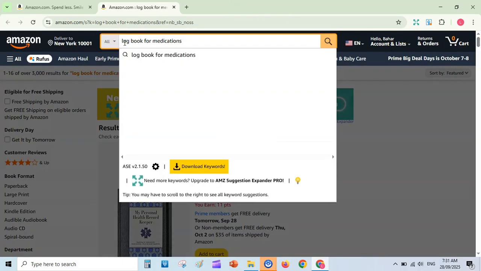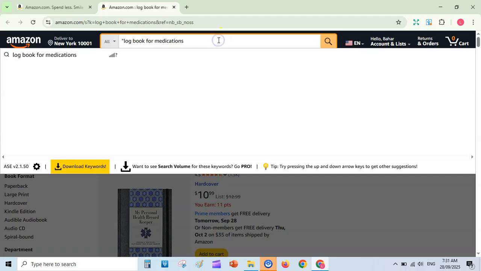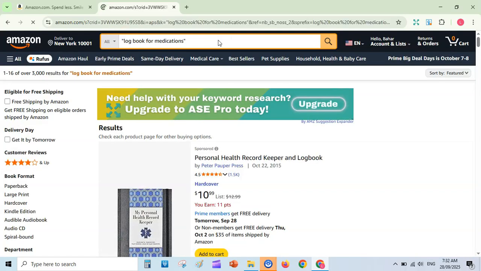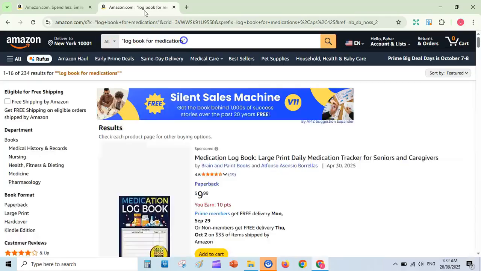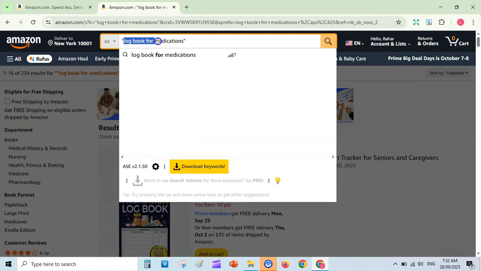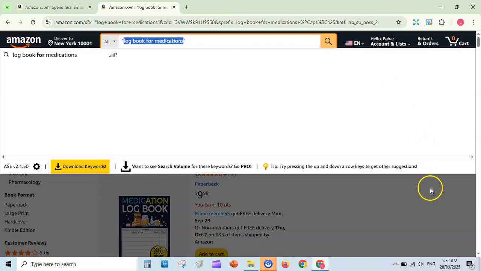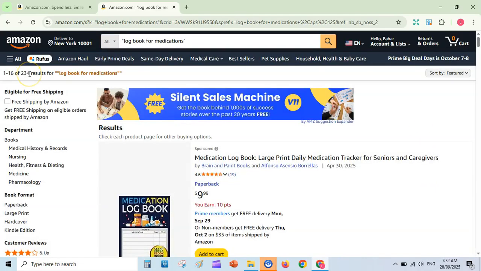To avoid that, let's try the inverted commas to see the close match. Find the close match, like any titles containing the whole keyword phrase. There are only 234 results for that. That's another way of finding the real competition, to see how many books are ranking on the first page. You can insert your keyword inside the inverted commas. That basically means you look at titles that have exactly this keyword phrase in the title or subtitle. You can see there are 234 listings for that.